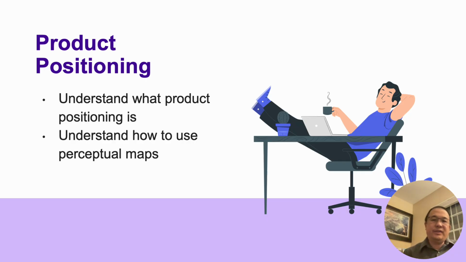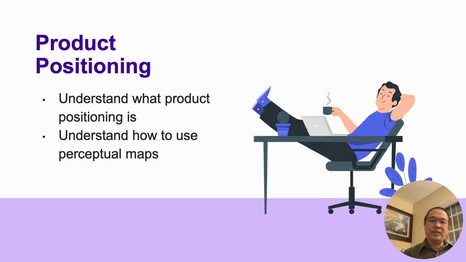This slide introduces the third step of the STP model, positioning. Positioning creates a unique image of the product in customers' minds. Positioning answers the question, how do we want customers to think about our product compared to competitors?